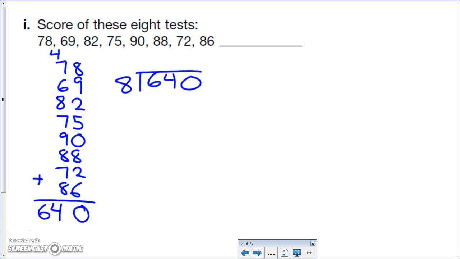So 8 cannot go into 6. 8 can go into 64. It will go in 8 times. And then 8 cannot go into the 0, so we need to put the 0 up after the 8. So our mean score or average score is 80. Please make sure you have all the work copied down and then glue this paper in your math notebook.